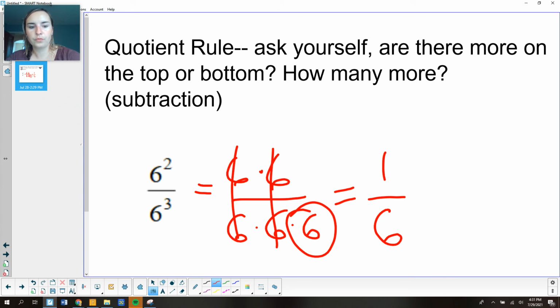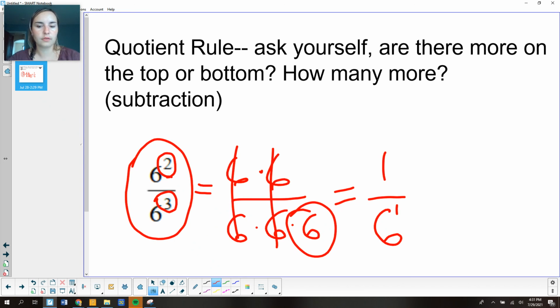We can think of this, when we're looking at this original problem, are there more 6s on the top or the bottom? Well, there's 3 on the bottom where there's only 2 on the top. How many more? 3 minus 2 gives us 1, so there's going to be 6 to the first power on the bottom of our fraction.